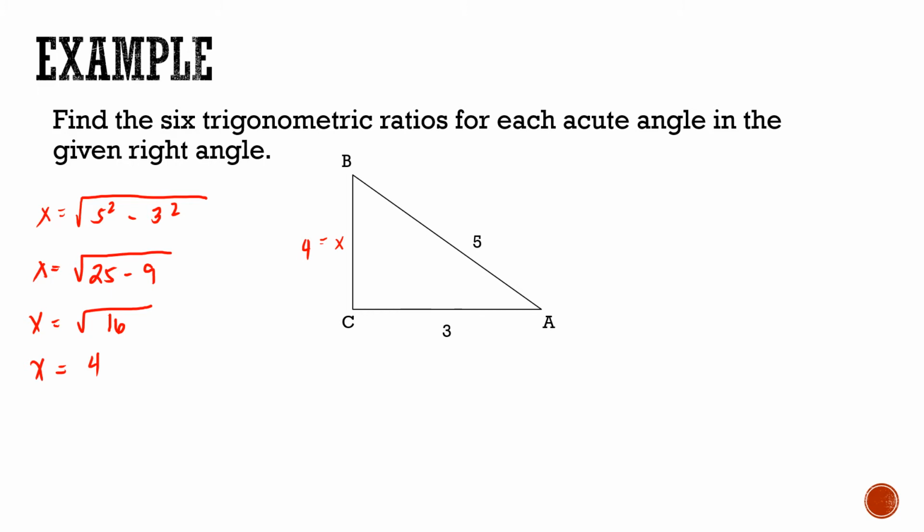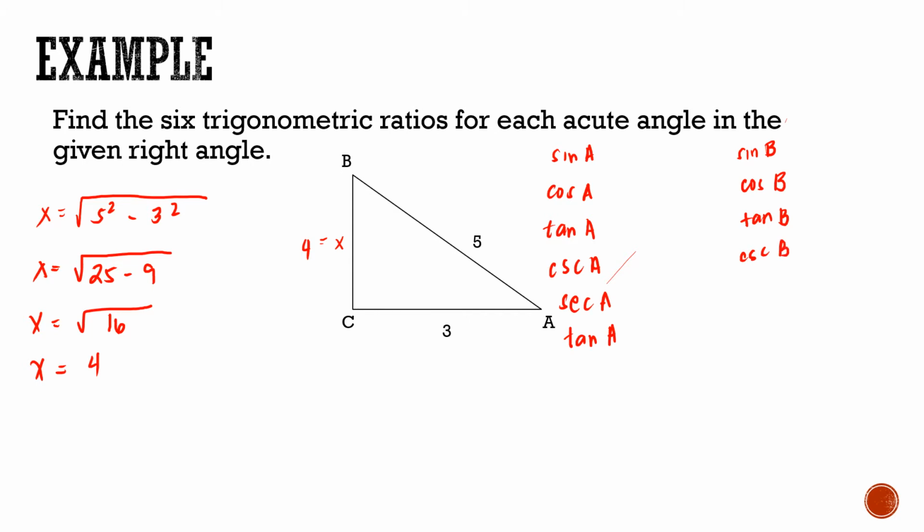We can now find the six trigonometric ratios. So we will be finding sine A, cosine A, tangent A, cosecant A, secant A, and cotangent A. We'll also find sine B, cosine B, tangent B, cosecant B, secant B, and cotangent B.